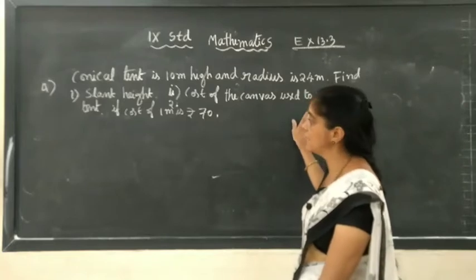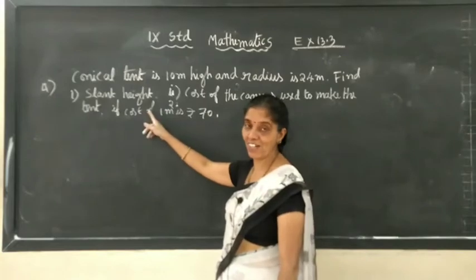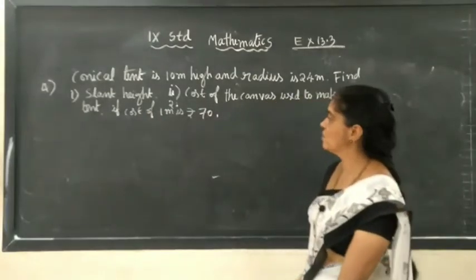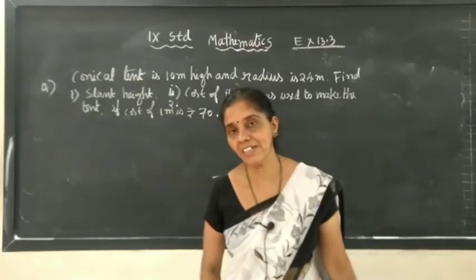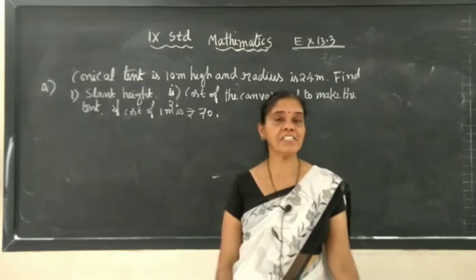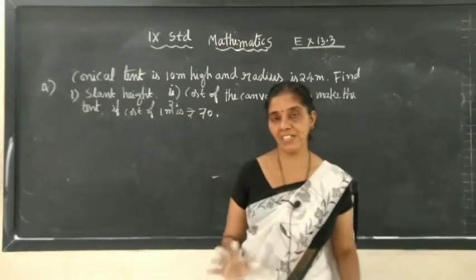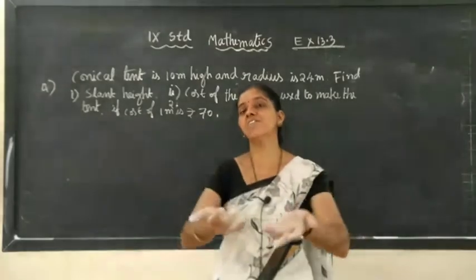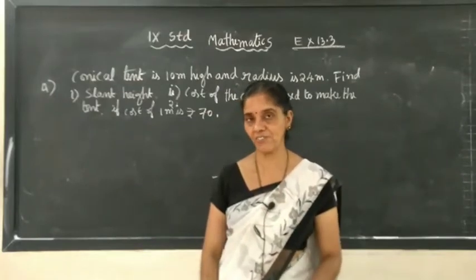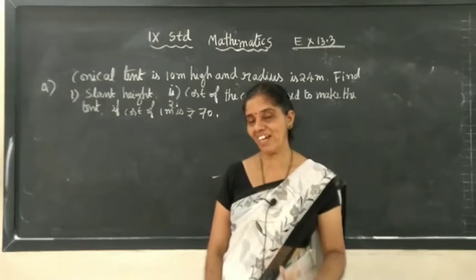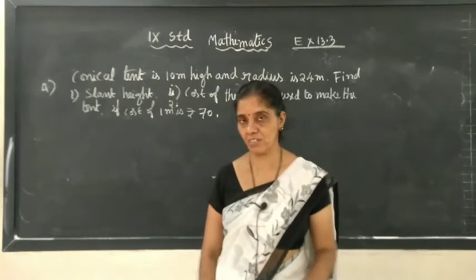By using that, first we will find the slant height. Then using that we will find how much canvas is needed, because we are using canvas to build the tent. And here one thing is, to build the tent usually it doesn't have any base. While making the tent, it has only curved surface area. The base is on the ground only. So we have to find the curved surface area, and that much curved surface area is used to make the tent from the canvas.